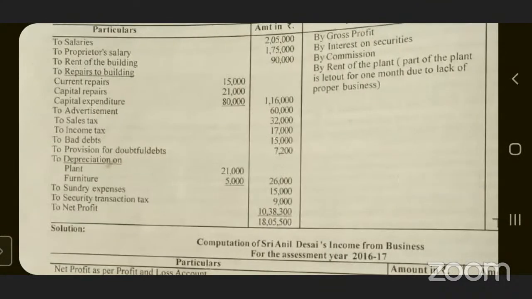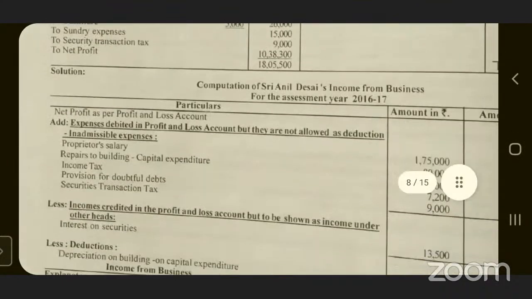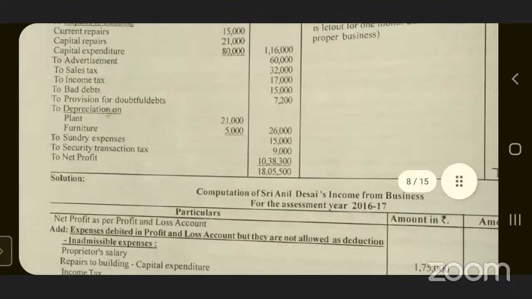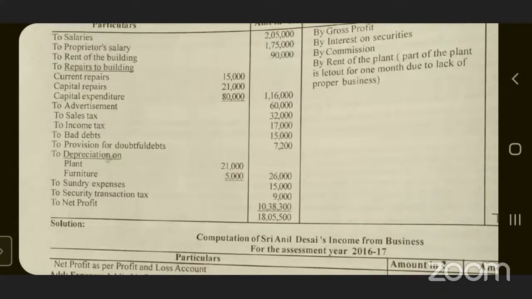Provision for doubtful debts is not allowed as deduction. That's why 7,200 is taken as add items. So this is about the debit side of the profit and loss account.